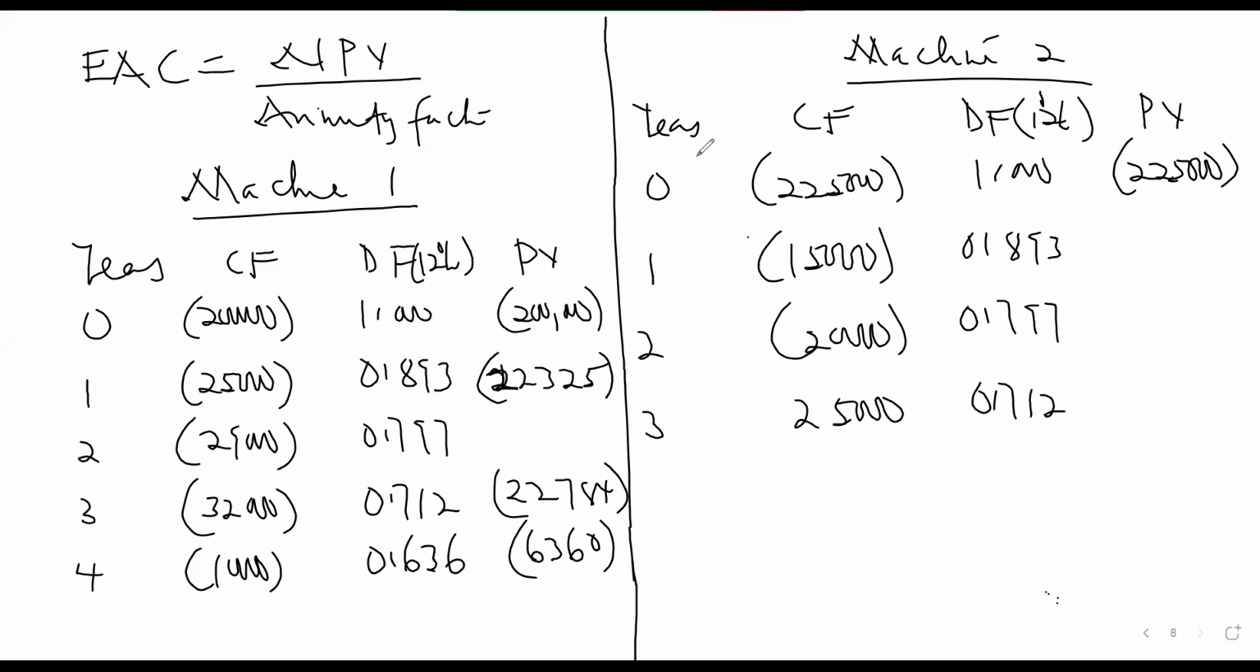Year 2, 23,113. So let's put all of them together and have the total cost of the NPV.